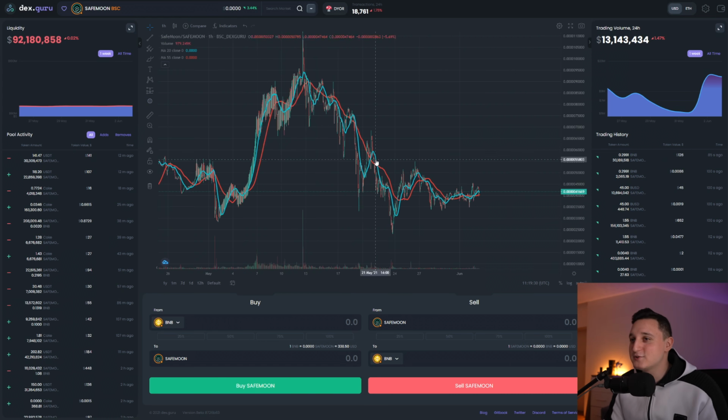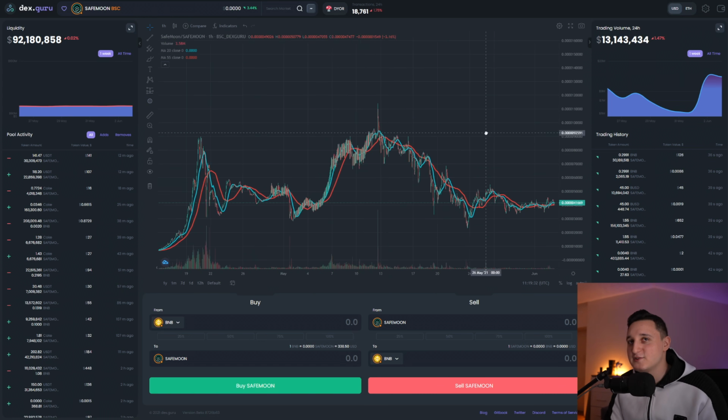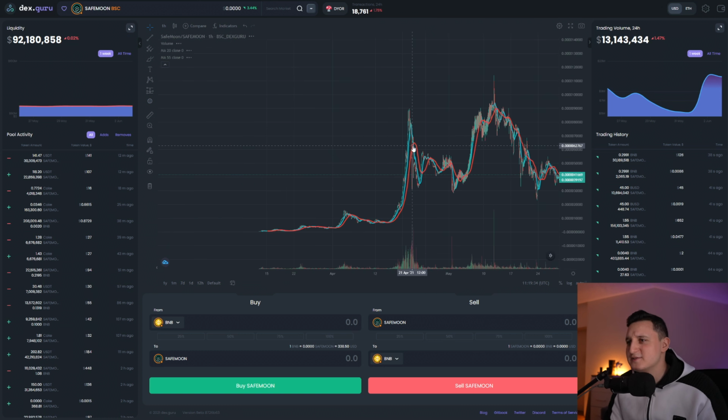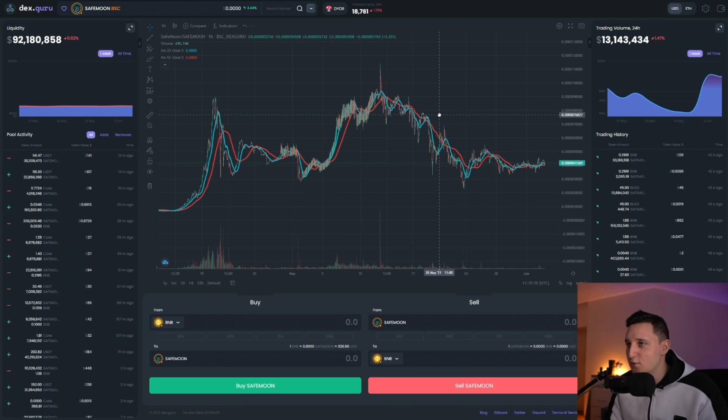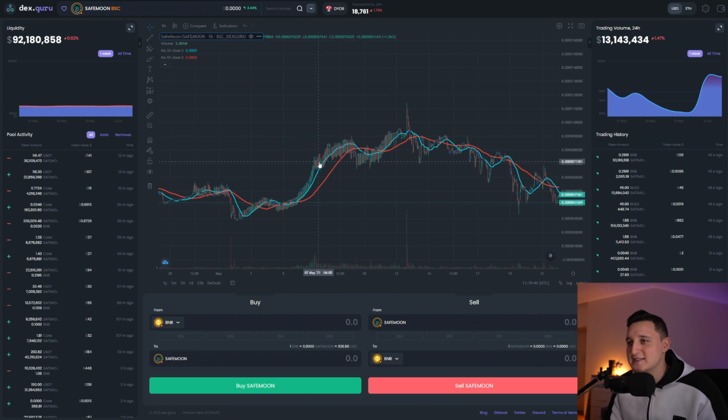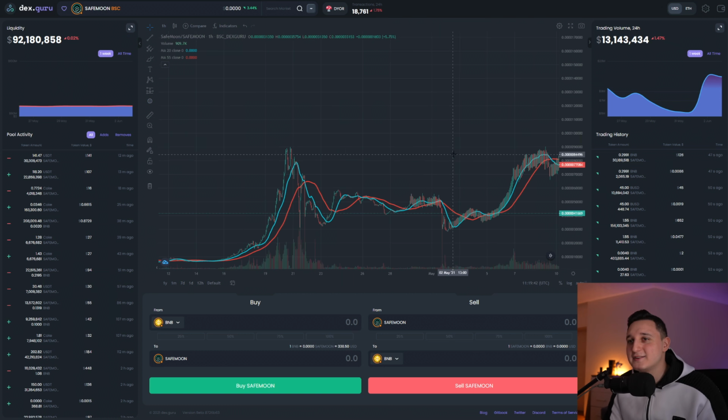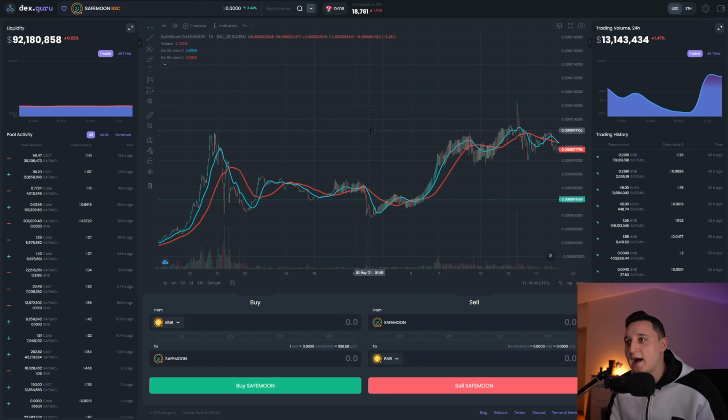But let's go to the chart here. So I'm using a different chart today. We're on dex.guru because for some reason the other one doesn't work for me. So I use Bitmart mostly, and the charts are not the same. Dex Guru just shows you how different it is. You just see a lot of difference here.